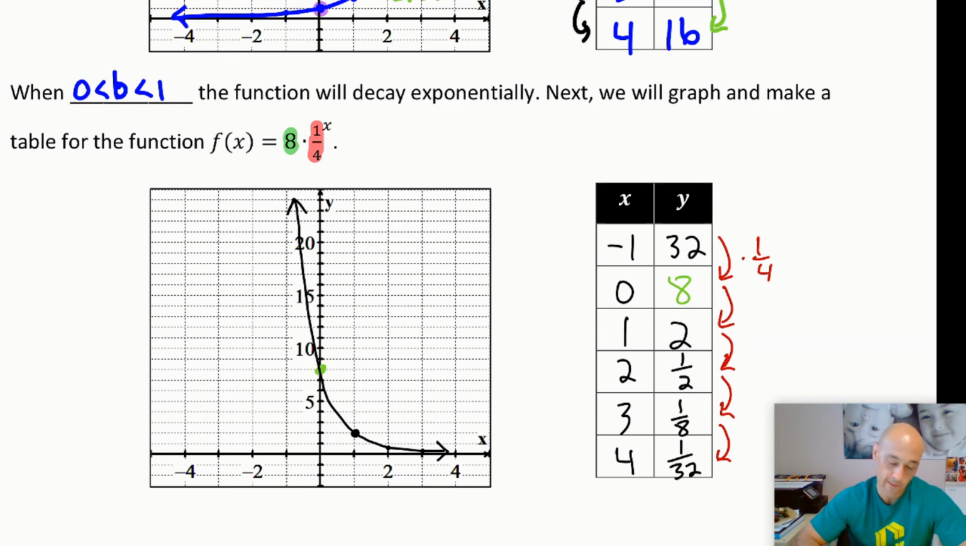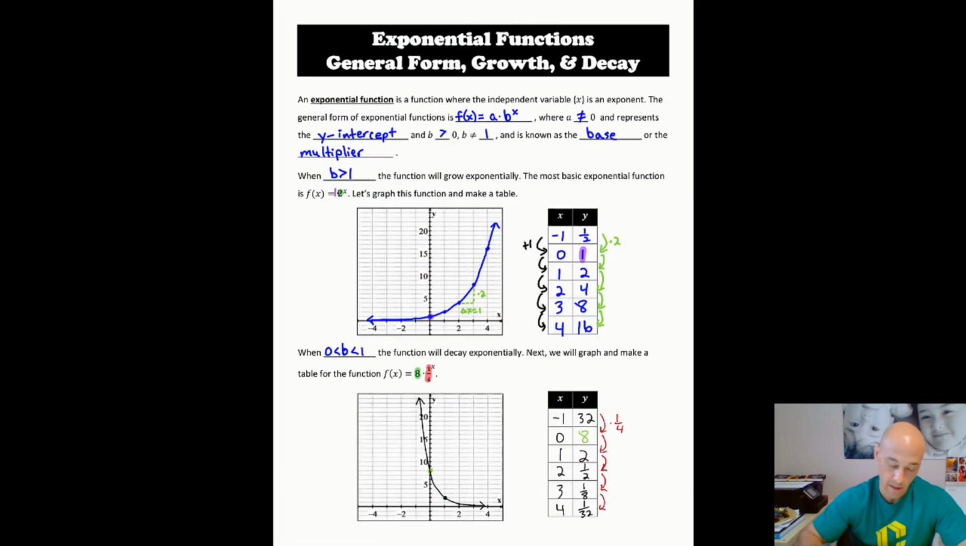And that is the exponential functions, general form, growth, and decay.